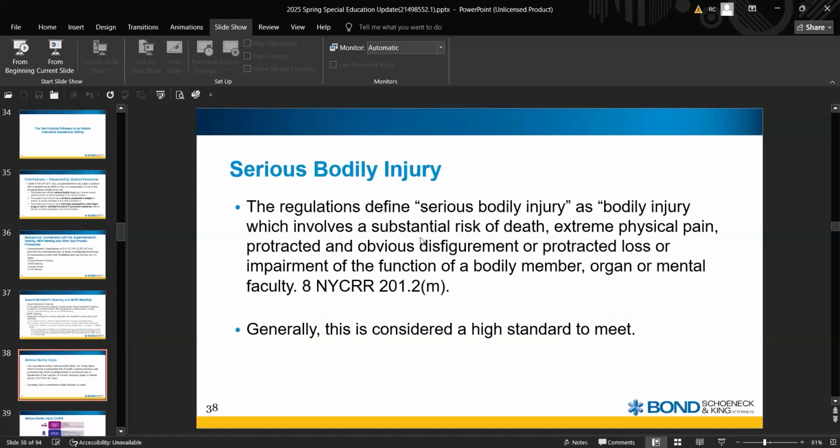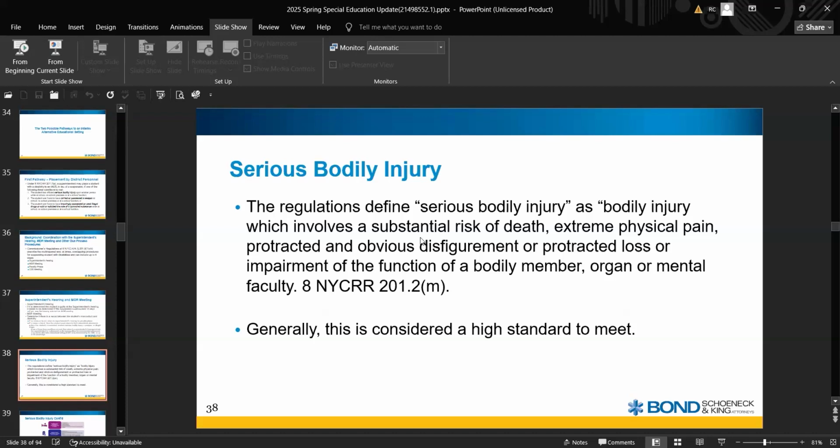All right, so the regulations define serious bodily injury as bodily injury which involves a substantial risk of death, extreme physical pain, protracted and obvious disfigurement, or protracted loss or impairment of the function of a bodily member or mental faculty. That's pretty serious. It's in the name, serious bodily injury. So we're not talking about got slapped necessarily, okay?